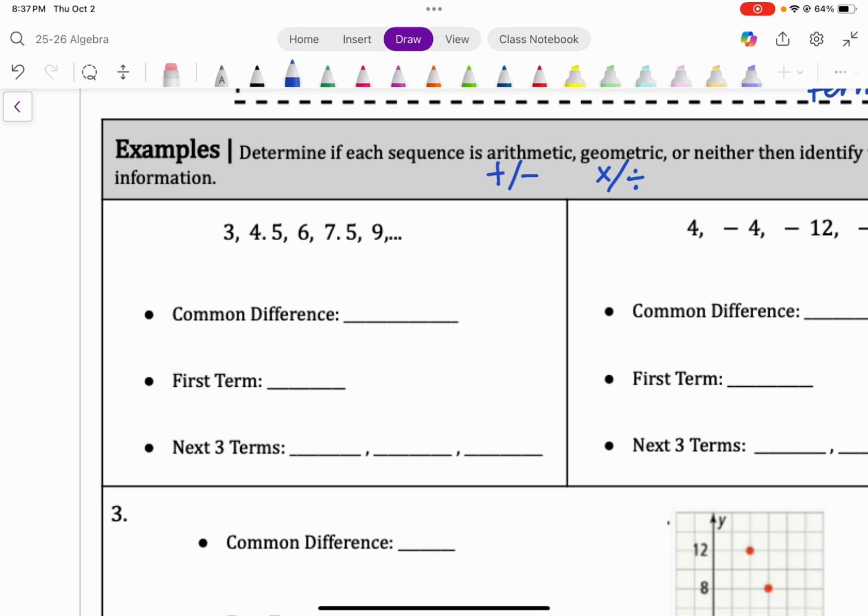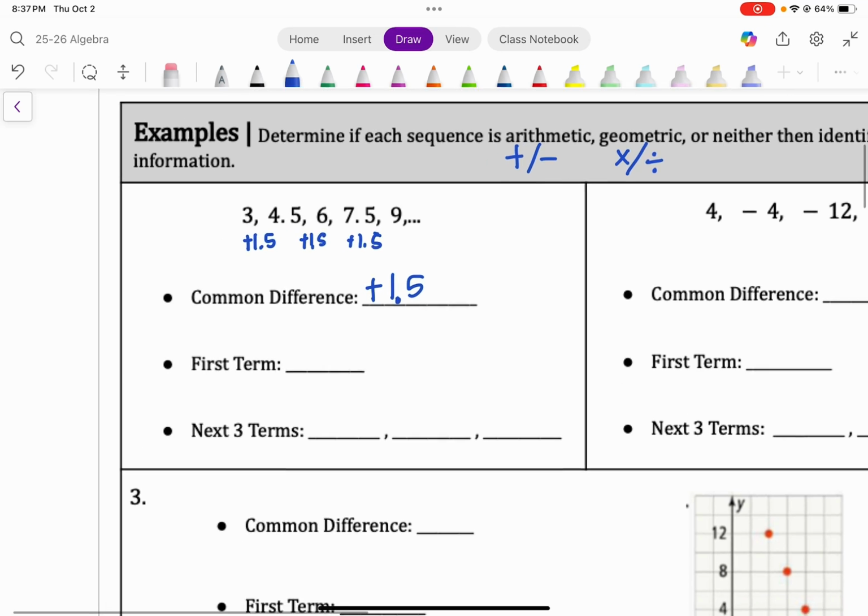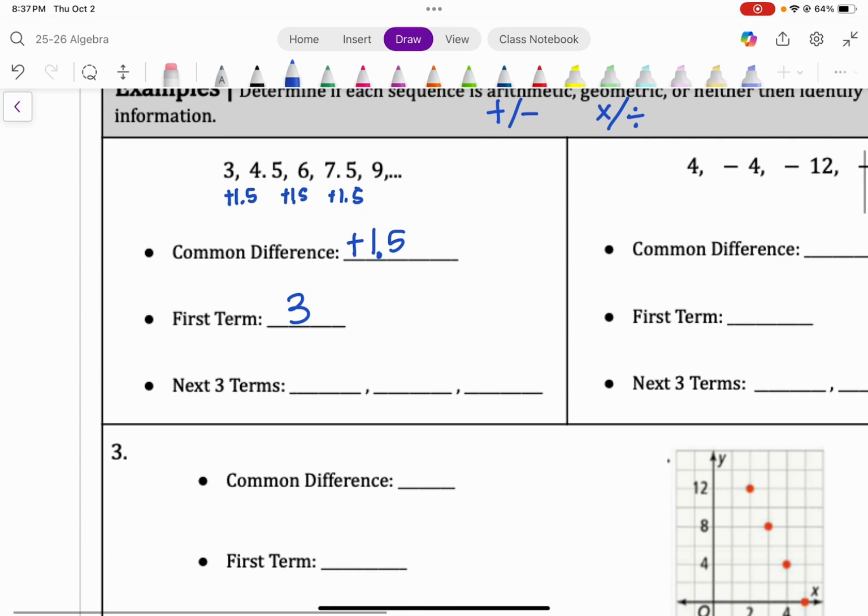3, then 4.5, then 6, then 7.5, then 9. So each time to go from one to the next, I'm adding 1.5. So my common difference is 1.5. And I can say that my first term is 3. And then the next 3 terms in the sequence come from taking 9 and then adding 1.5. So that would be 10.5. And then add 1.5 again. That would give me 12. And then 13.5.